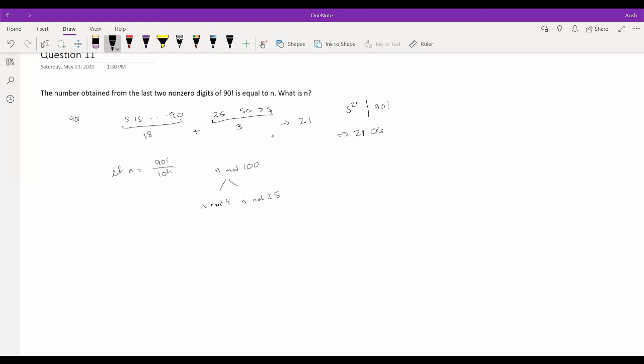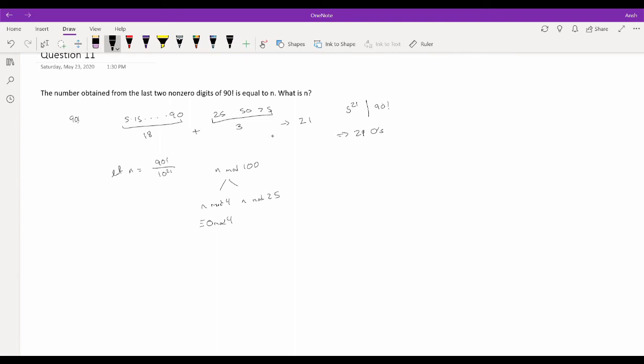It's really easy since 90 factorial has more multiples of 2 than 10 to the 21 by a lot, actually. N would obviously have 2 to some power in it, which would be more than 4. So n mod 4 would just be 0. Now, we'll go on to the more difficult part, which is n mod 25.